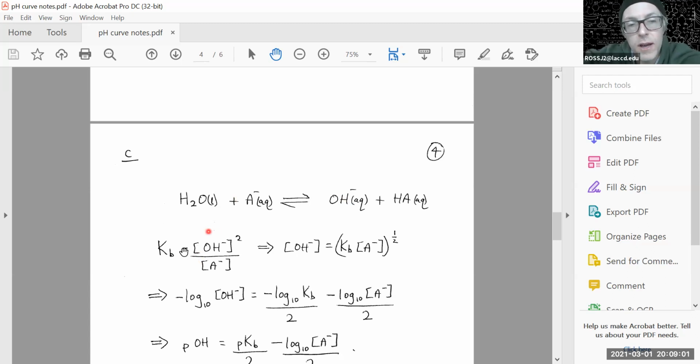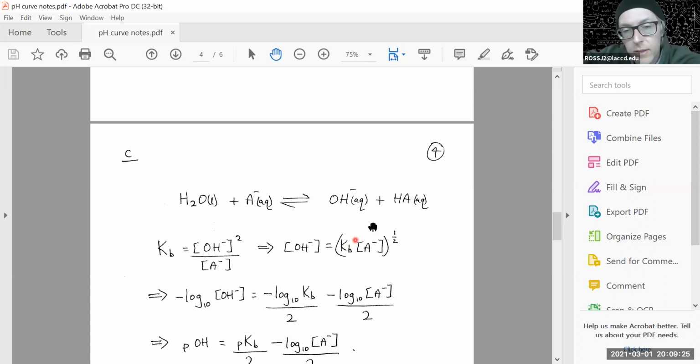So we've written a base dissociation constant. There you go. Base dissociation expression. And now we solve for OH minus. We do that by isolating OH minus squared and then taking the square root of both sides.